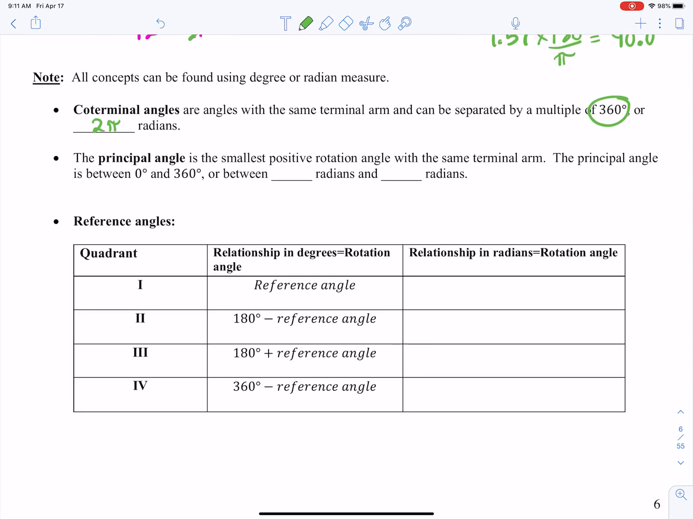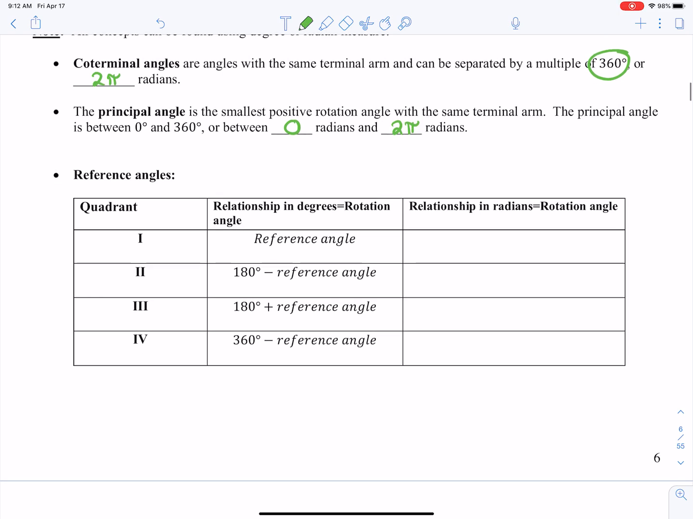The principal angle is the smallest positive rotation angle with the same terminal arm. The principal angle is between 0 and 360 degrees, or between 0 radians and 2 pi radians. Okay, let's take a look at what's happening here. With reference angles, if I have a quadrant 1 reference angle, whether it's degrees or radians, we know the rotation angle in quadrant 1 is always equal to the reference angle.